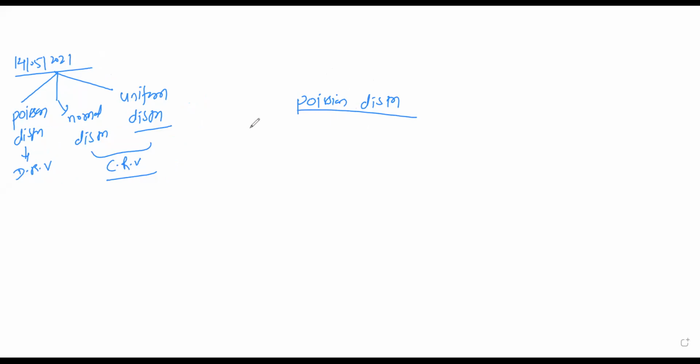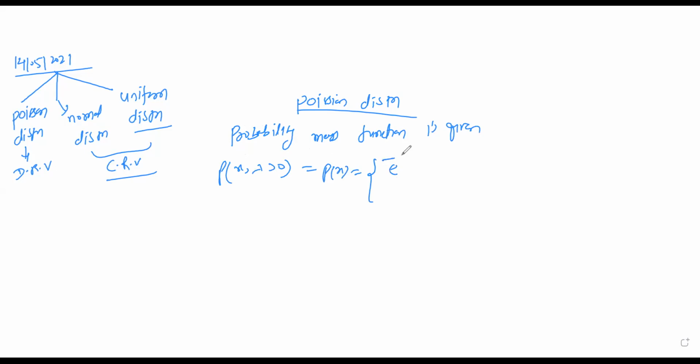Okay, so here the Poisson distribution is actually time dependent, and the probability mass function is given as p of x comma lambda, where lambda is greater than 0, is equal to e raised to minus lambda into lambda raised to x divided by x factorial, where lambda is greater than 0 and the value of x lies between 0 to infinity. Otherwise, it is 0 in any other case.